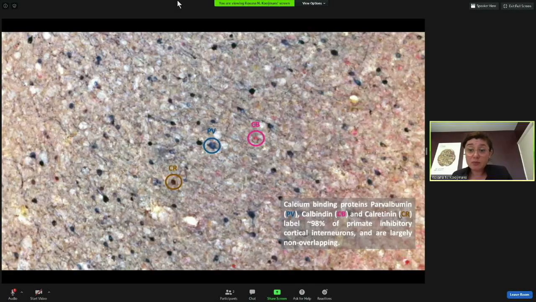And this is possible due to the development of a new staining protocol, which has allowed me to map different kinds of cells at the same time in full human brain sections. Here I will illustrate it using calcium binding proteins: parvalbumin, calbindin, and calretinin.